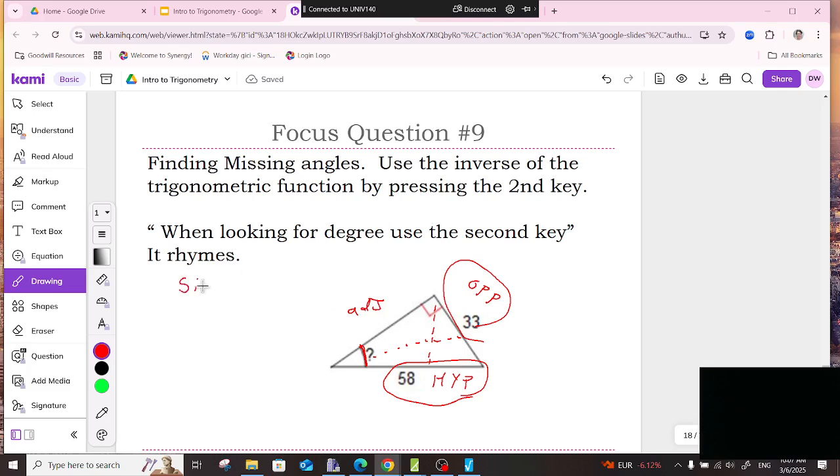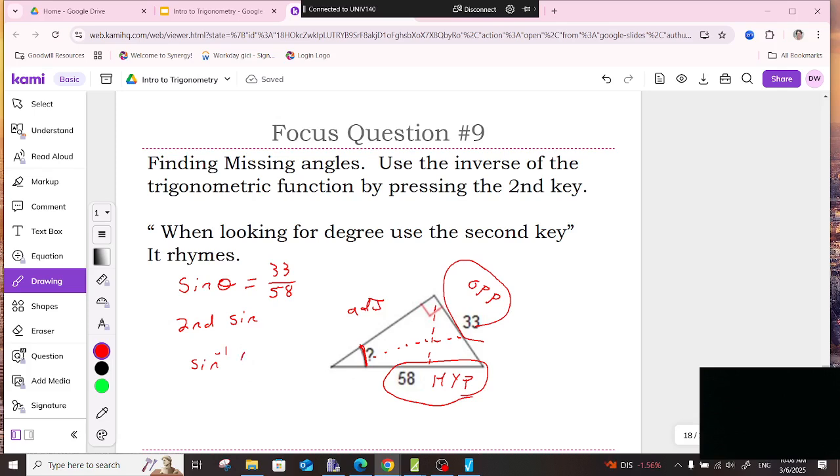So sine of theta, or you could put an x, has to equal 33 over 58. You are going to use the second key and hit sine. When you do that, it should look like this. Does it look like that on your calculator? Do that now. Go second, sine. Everybody do that? Second sine on their calculator.